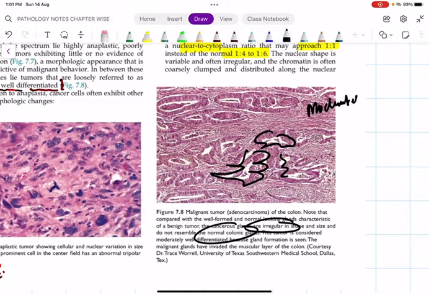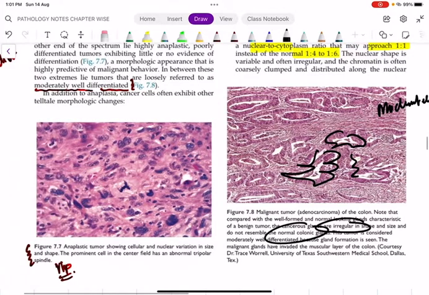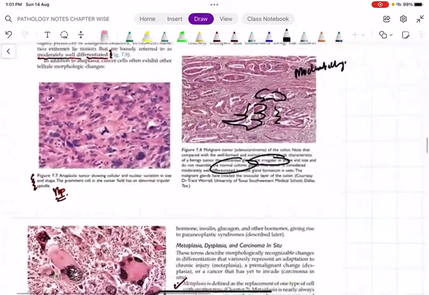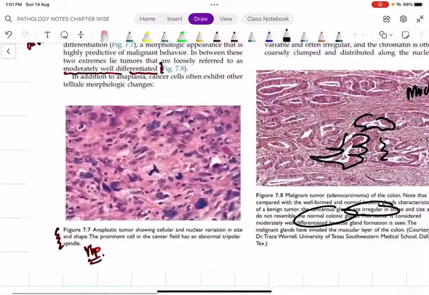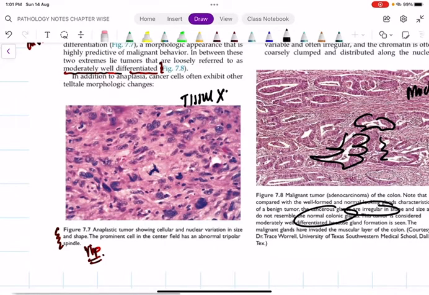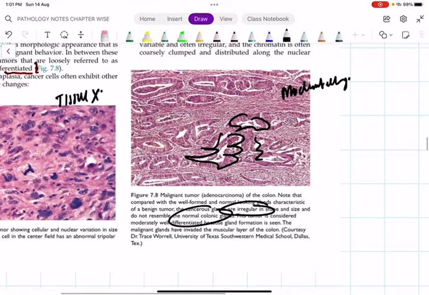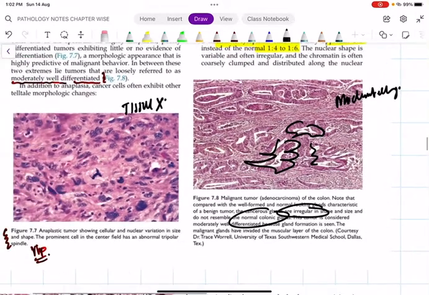Poorly differentiated means you cannot identify even the organ. For example, you can imagine this condition. Can you identify what tissue it is? No, you can't identify this tissue. This is poorly differentiated. You can't even identify what organ it is. Whereas in this case, we have a lot of glands, but these glands are not regular. They are irregular in size and shape. That is why we are calling this moderately differentiated.